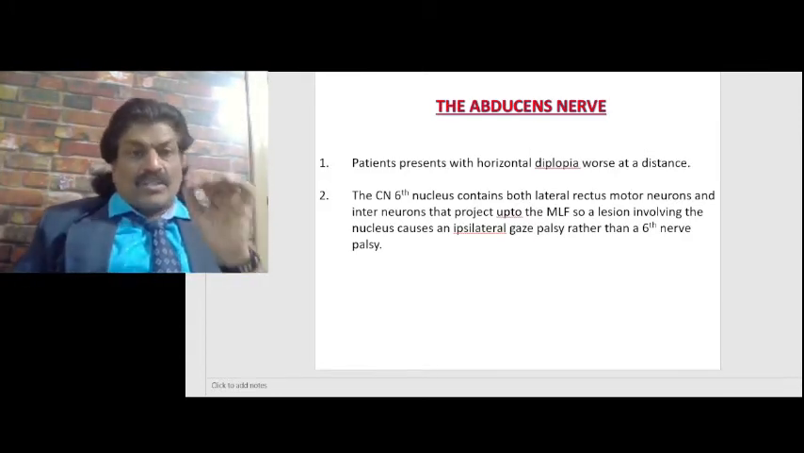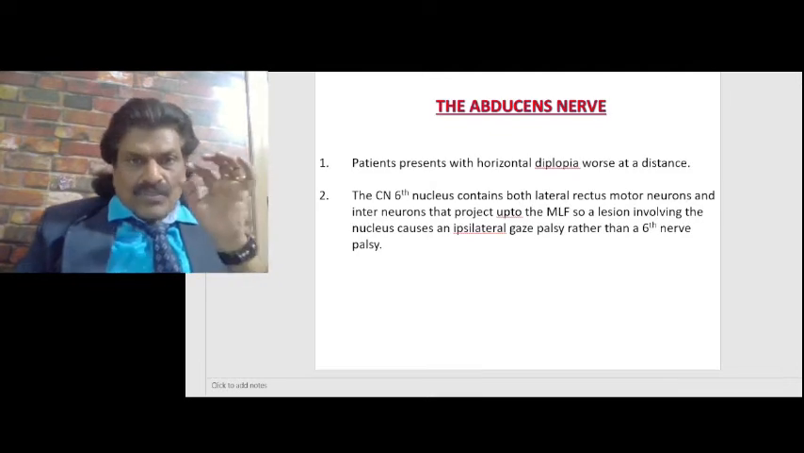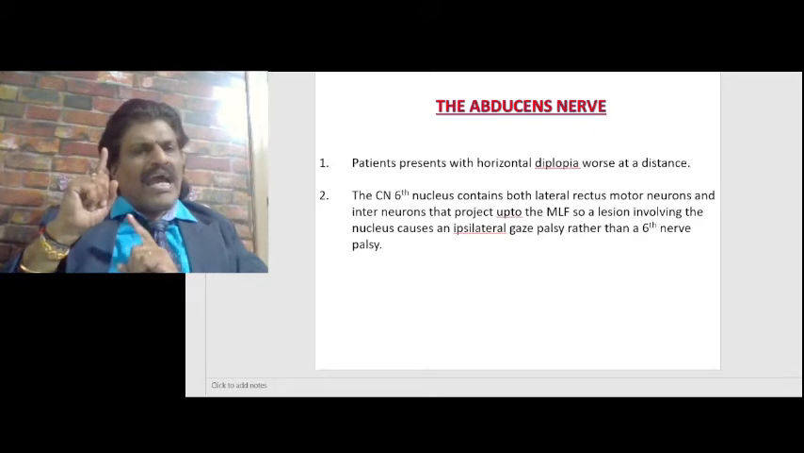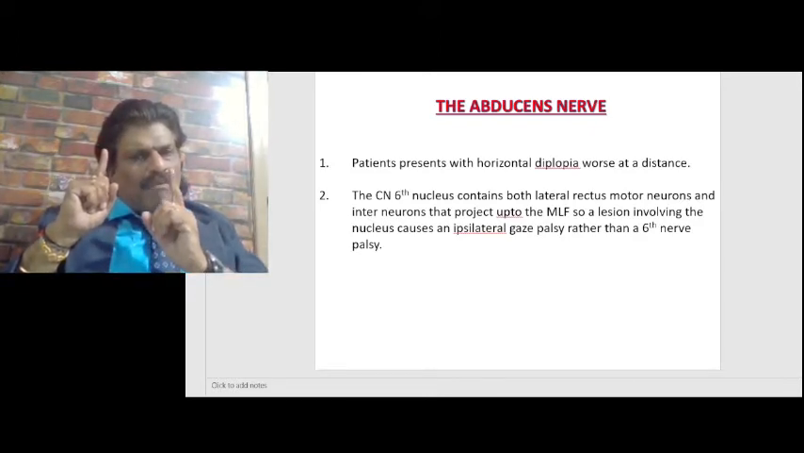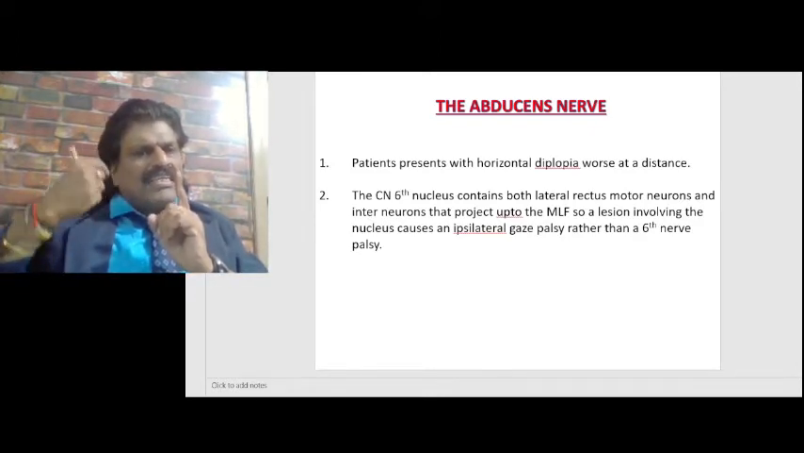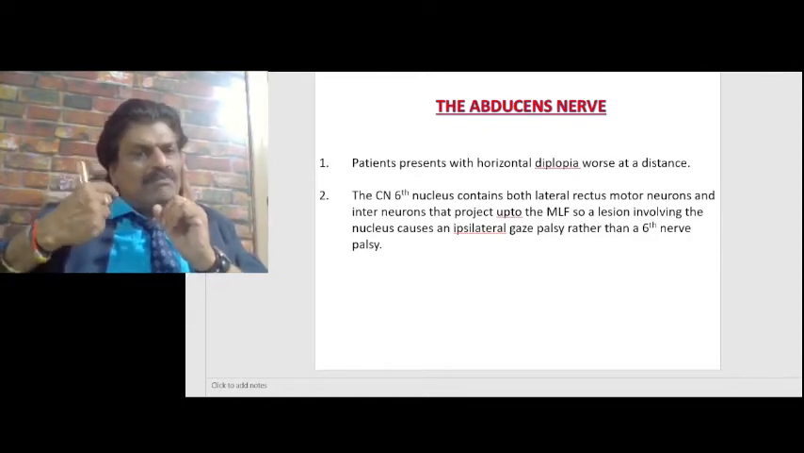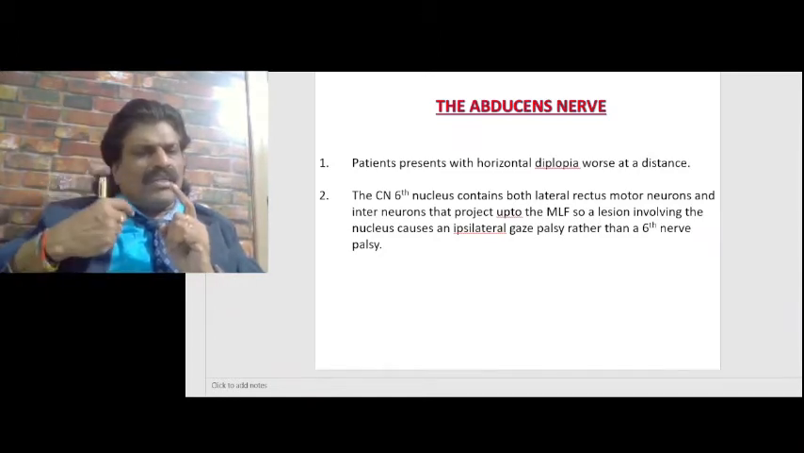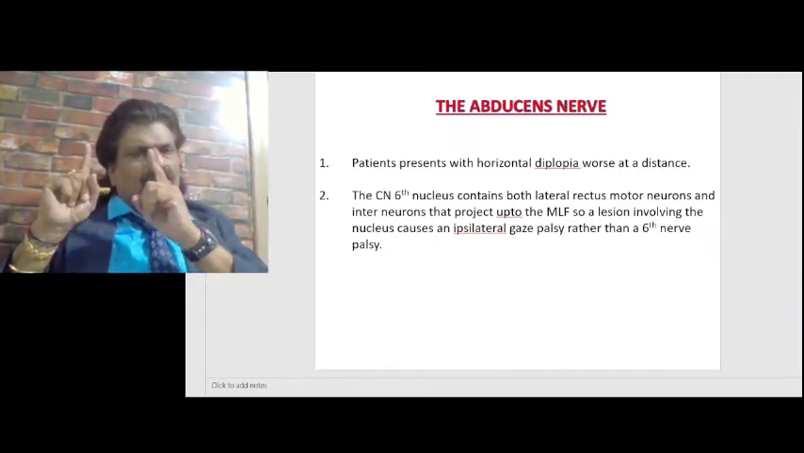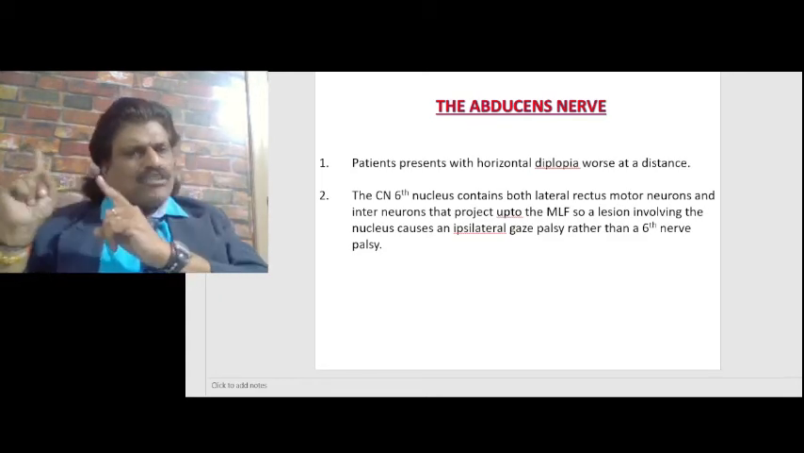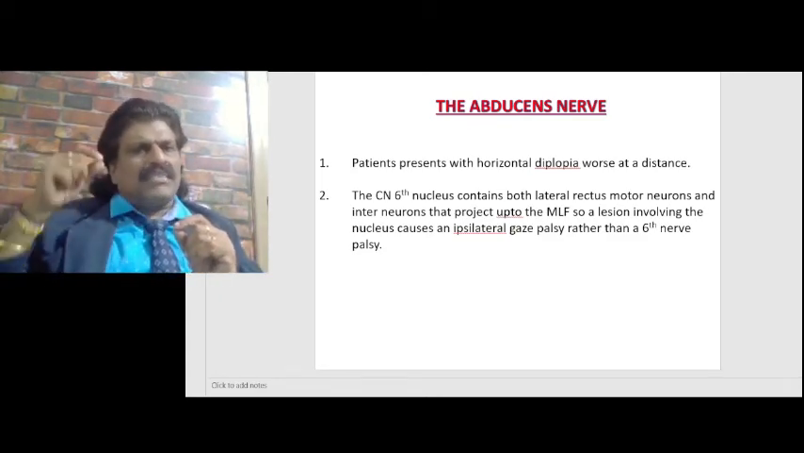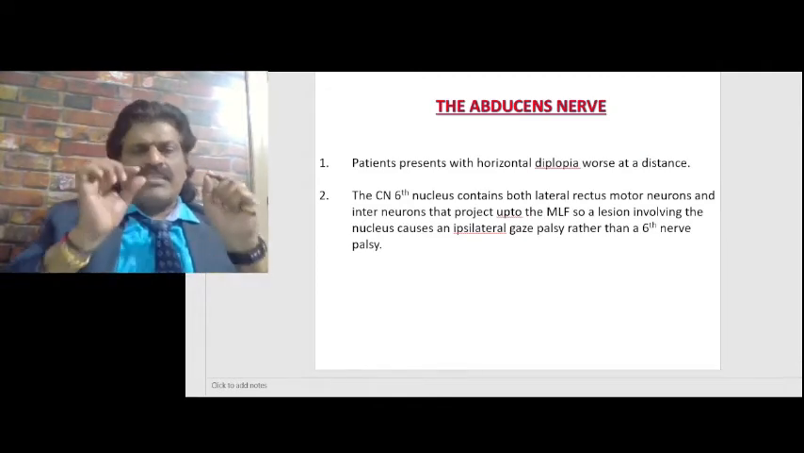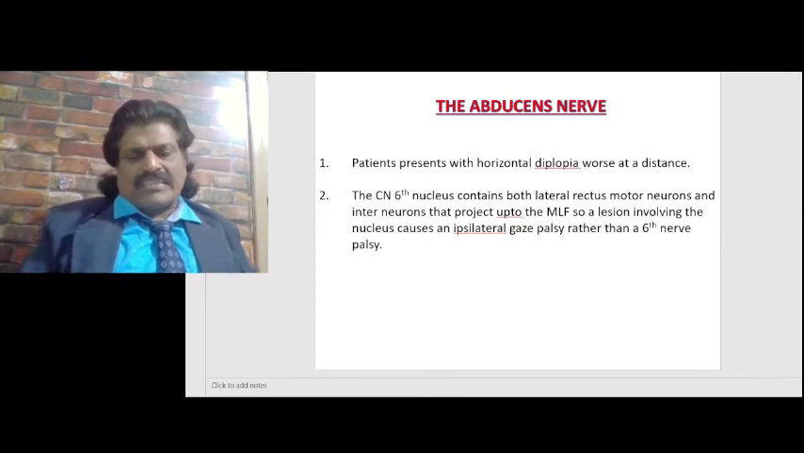The 6th nerve nucleus contains both lateral rectus motor neurons and interneurons that project up to the MLF, so that a lesion involving the nucleus causes an ipsilateral gaze palsy rather than a 6th nerve palsy. So a nuclear lesion causes lateral rectus and medial rectus on the opposite side palsy, so it causes a gaze palsy. Whereas the 6th nerve palsy affects only the lateral rectus and causes lateral rectus palsy. Again, a very important point to differentiate a 6th nerve nuclear from a 6th nerve fascicular or peripheral lesion.